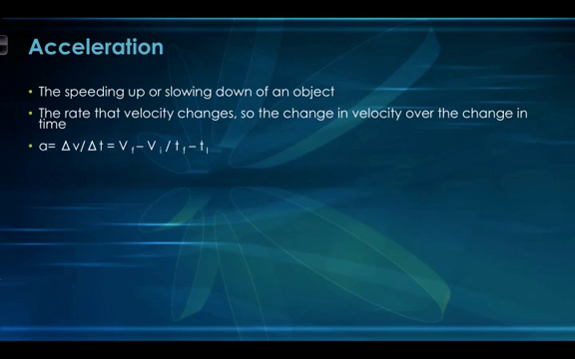So this is our equation for acceleration. It's the change, or delta v, divided by the change in time. And delta v is the final velocity minus the initial velocity, divided by the change in time, so the final time minus the initial time.